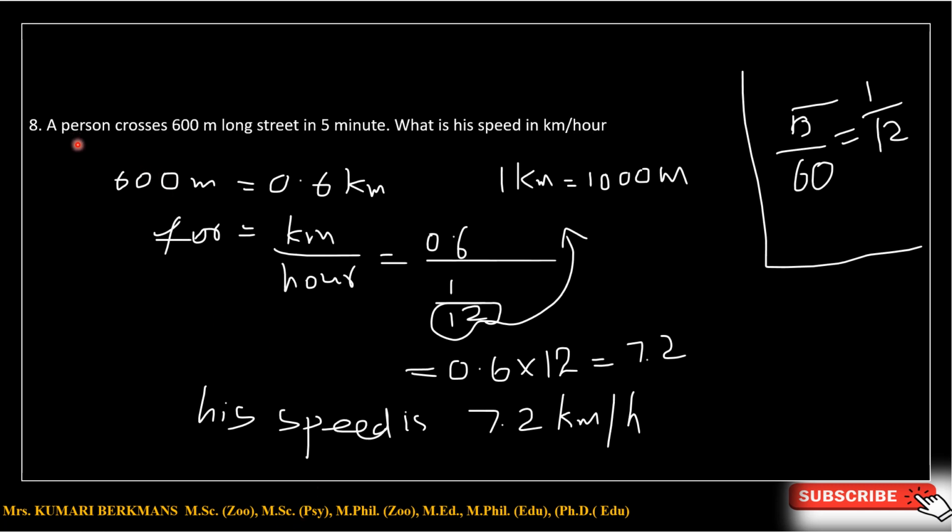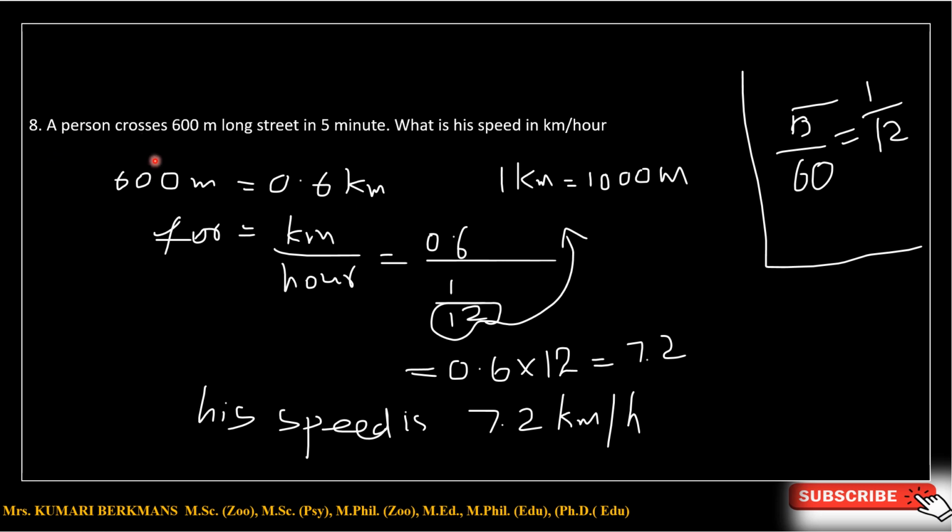See, let us see this problem. A person crosses a 600-meter long street in 5 minutes. What is his speed in kilometer per hour? Okay, so carefully listen to this problem. A person crosses a 600-meter long street in how many minutes? 5 minutes. So the problem is, what is the speed in kilometer per hour?